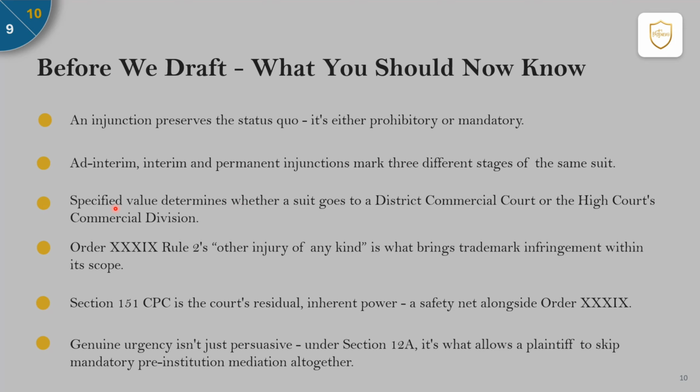Then the suit valuation determination, like whether a suit will go to a district commercial court or to the High Court's commercial division. Then in Order 39 Rule 2, we talked about how injury of any kind is what brings trademark infringement within the scope of Rule 2. And then Section 151 of the Code, the residual and inherent power, which is a safety net alongside Order 39. And lastly, we discussed Section 12A, which allows a plaintiff to skip mediation.